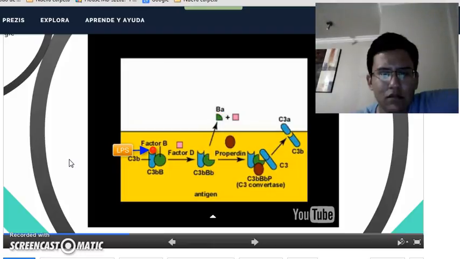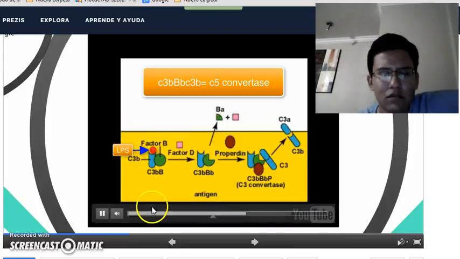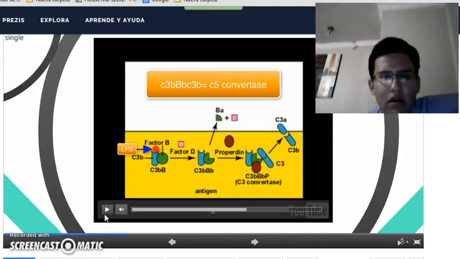Once it has bound, C3b together with Bb will form an enzyme. It's exactly the same enzyme that was used in the classical pathway, but with other components. The enzyme is C3 convertase. C3 convertase, as you remember from the classical pathway, will cleave C3. So another C3b will come and bind to it. Now you will have a complex of C3b, Bb, and C3b.